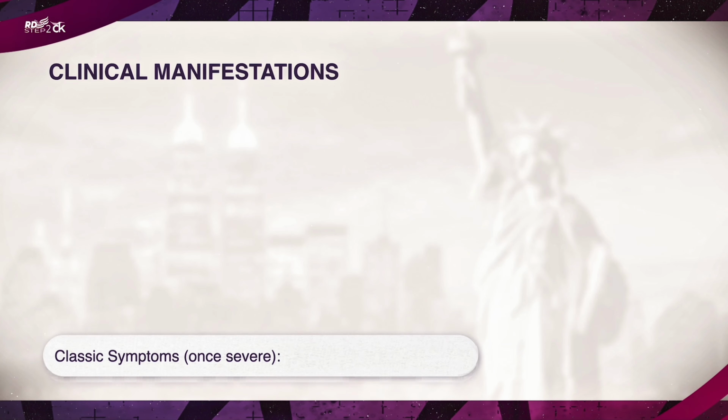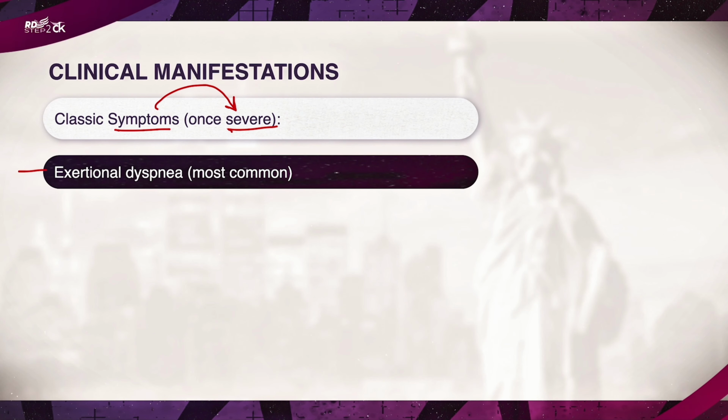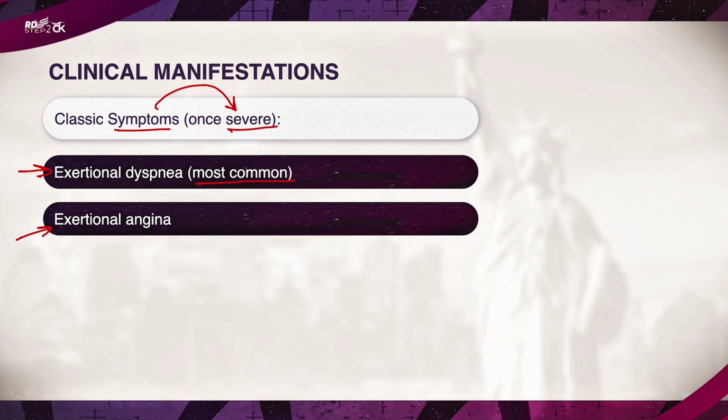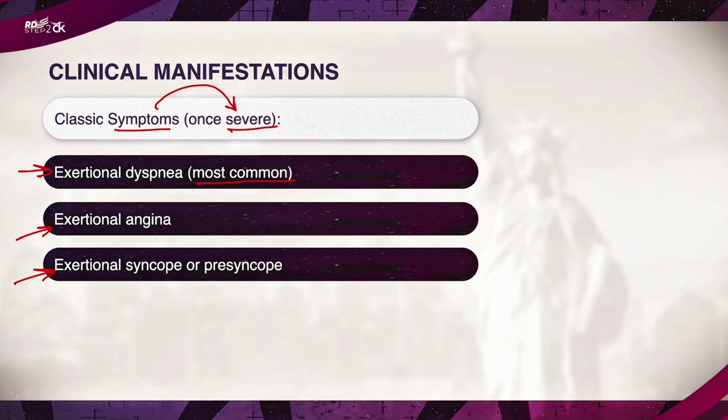Symptoms usually appear once aortic stenosis becomes severe. The most common is exertional dyspnea. Patient may also have exertional angina due to increased oxygen demand and decreased blood flow through the coronary arteries, or even syncope or pre-syncope from reduced cerebral perfusion.